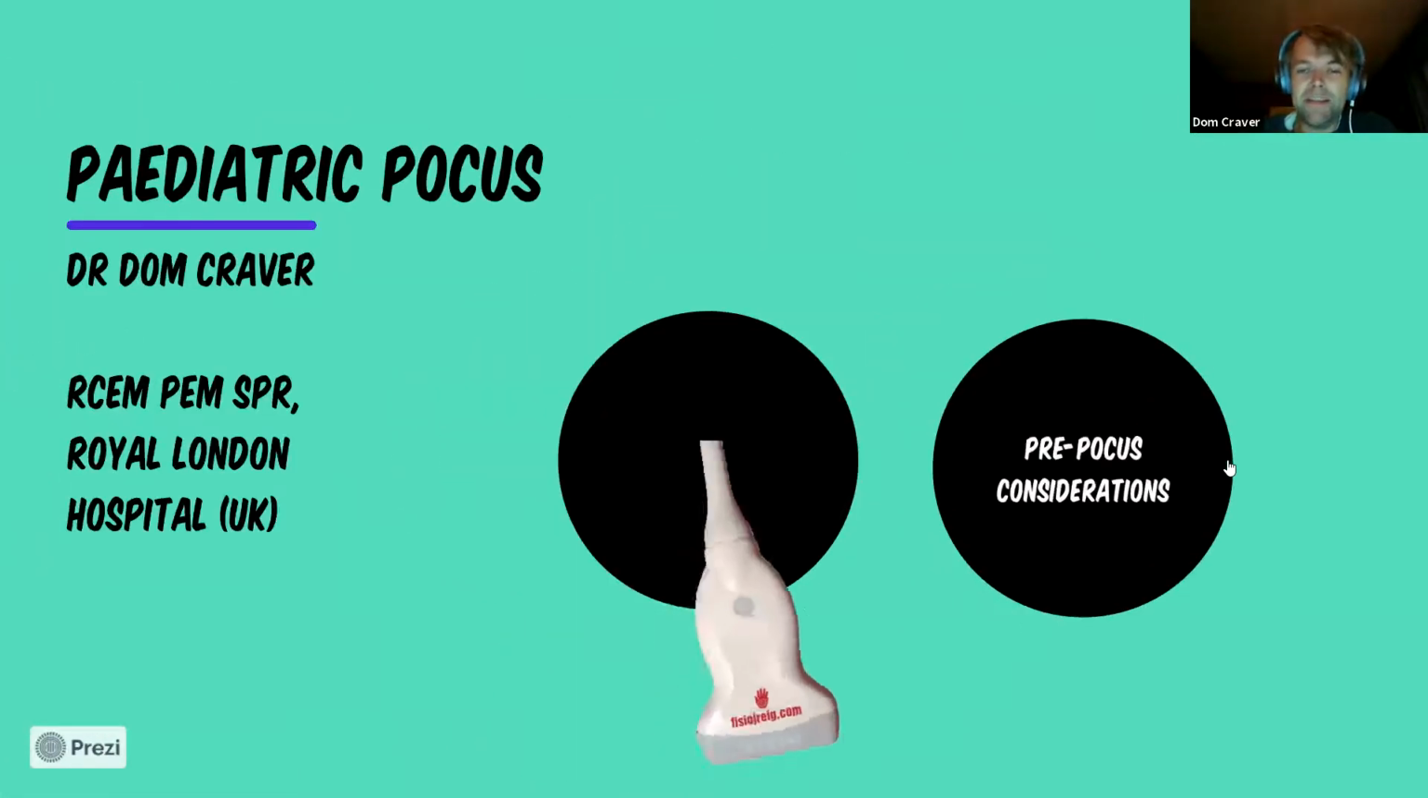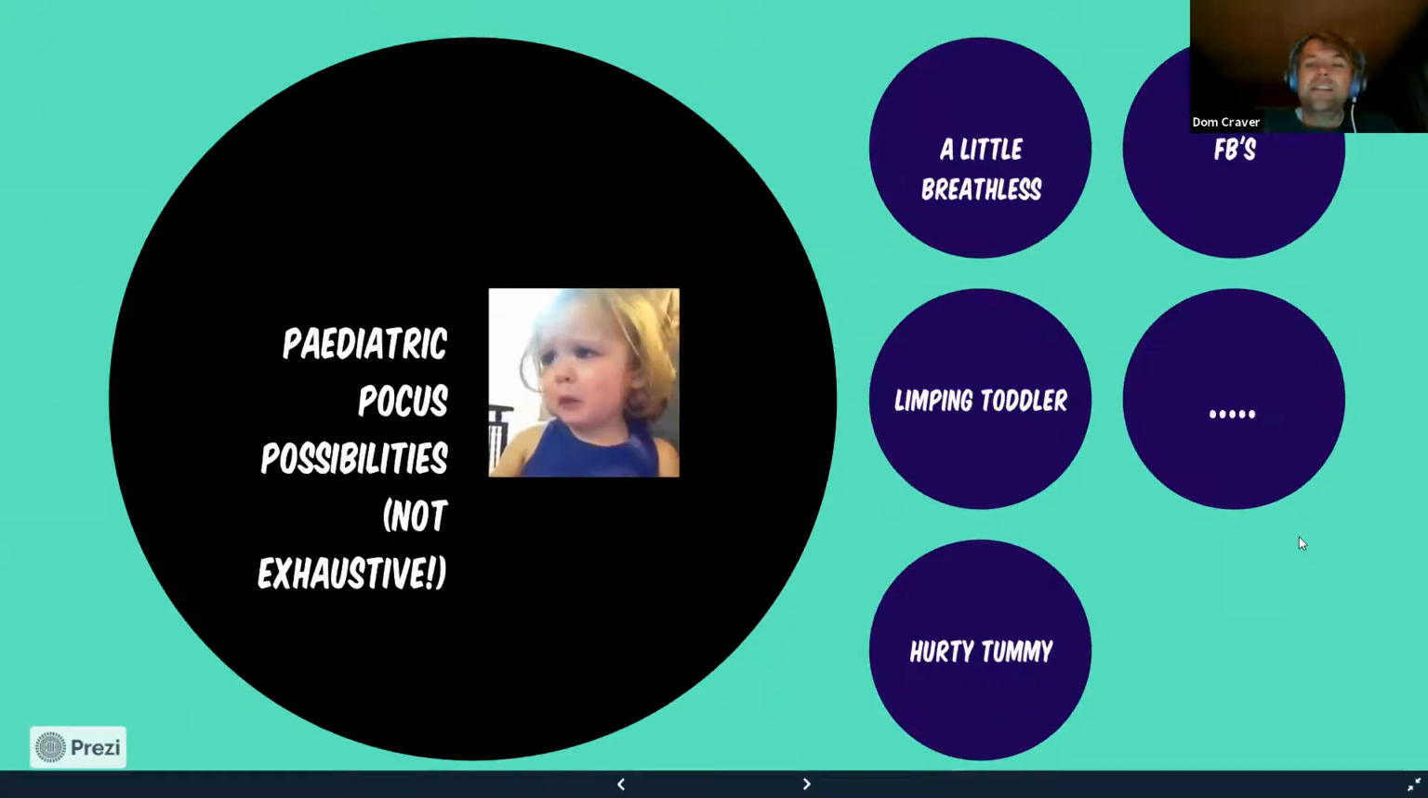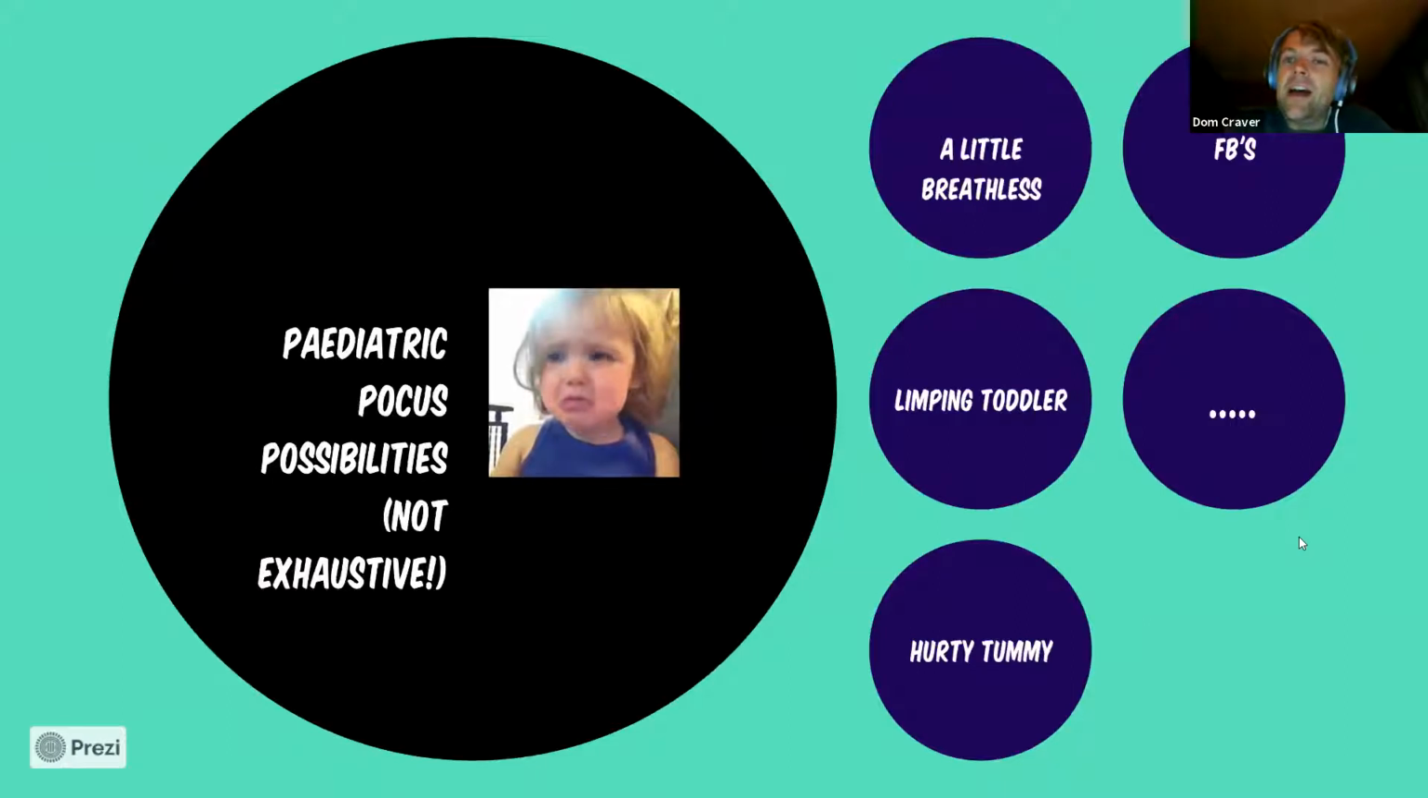So let's go into some cases. I'm going to talk about a few cases: a couple of breathless kids, a limping toddler, a kid with a painful tummy, maybe a bit of foreign bodies. There's so much more we could cover. It hurt my head when I was doing the presentation, thinking about all the things we could go over. So I'm just going to go over a few cases. And if you're not sure about how we get certain images, or what we're looking at, please stop me.